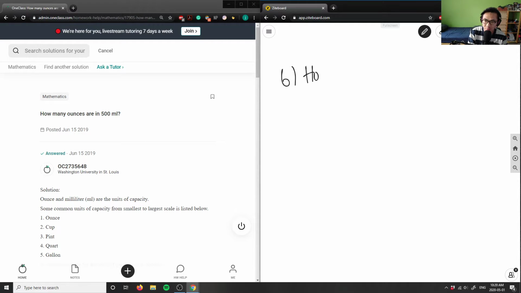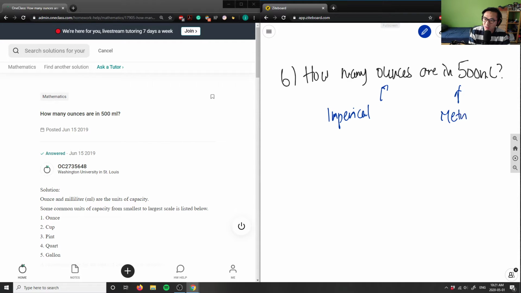So it says how many ounces are in 500 milliliters. In this case, we have ounces, which is in the empirical system, and milliliters, which is in the metric system, right? So we're going to have to find some relationship between ounces and milliliters, but they all measure volume. It's just a different measure of volume.